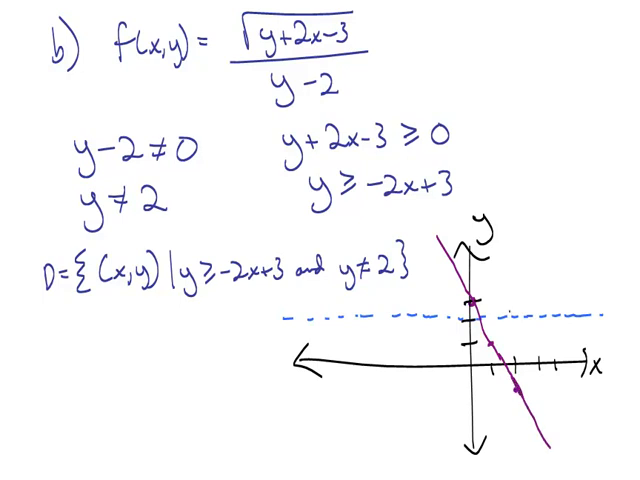y can be equal to negative 2x plus 3. That means we would just be taking the square root of 0 up here, and the square root of 0 is 0. But I want the y's that are greater than or equal to that, so on or above that. So we shade in everything on or above this purple line. But again, that blue line indicates we can't be on that horizontal line, where y is equal to 2. So any ordered pair from the shaded region, on or above this purple line, as long as it doesn't fall on that dotted line, is good to go for our domain of this function. We'll get a real number out if we put in an ordered pair from that region.